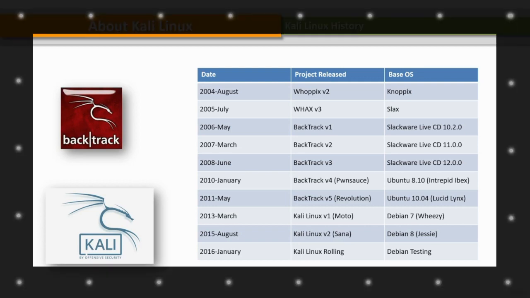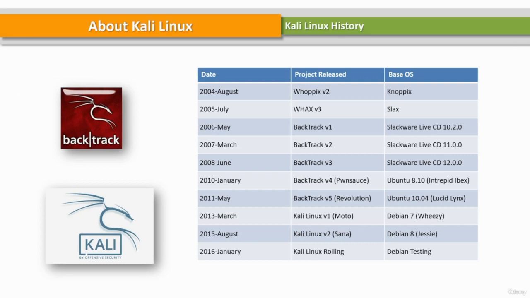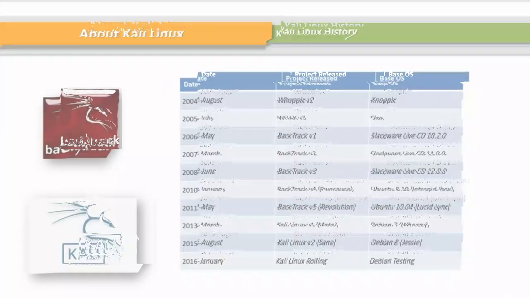So the first version, 1.0.0 or Moto, was released back in March of 2013. With version 2019.4 in November 2019, the default user interface was switched from GNOME to XFCE, with GNOME still available, but with version 2020.3 in August 2020, the default shell was switched from Bash to ZSH, with Bash remaining as an option.